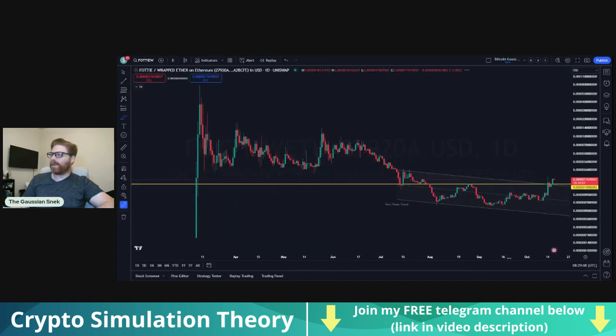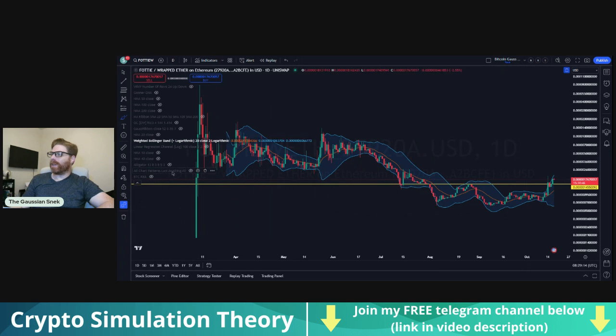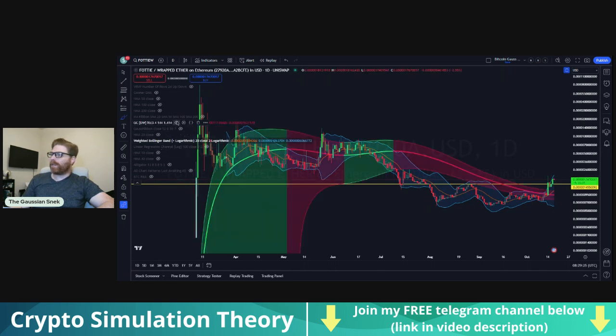So we'll pull it back here. Let me turn off my linear regression channel. That was for Bitcoin, not for this coin. Go ahead and put on some weighted logarithmic Bollinger Bands. What do you notice? Squeezing, contracting volatility, breakout. What else? Let's look at the Gaussian channel. We're breaking through the red channel, and it's probably going to flip green pretty soon.